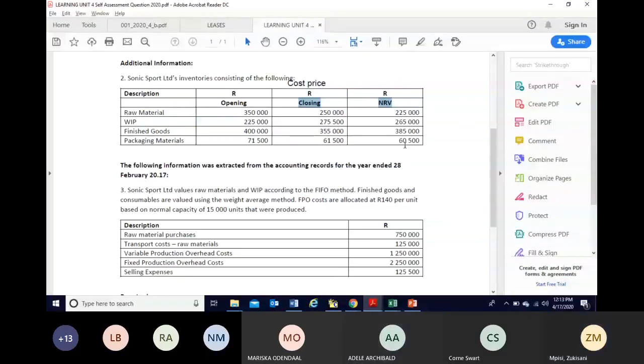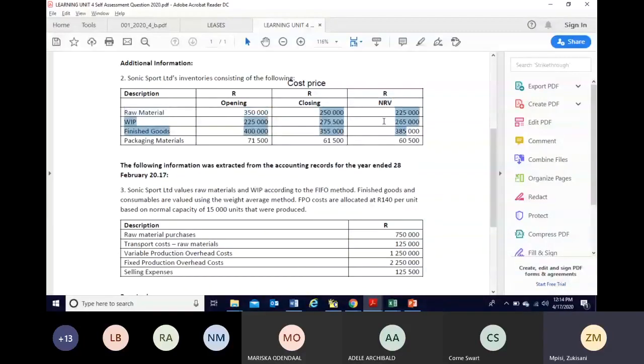And the answer is simple: when you are looking at the raw materials, we look at the question of whether we are going to sell the finished goods at lower than cost or above cost. So we already see our finished goods is 355,000 and our selling price, which is our net realizable value, is 385,000, which means we are going to be selling above cost. In such an instance, it means that we do not write down our raw materials. So our raw materials cost price is more than the NRV. So if you are looking at the inventory measurement principle, you measure at lower of cost or net realizable value.